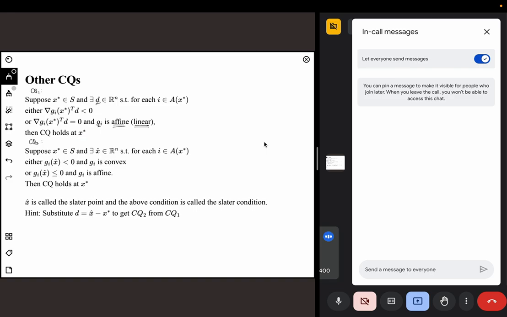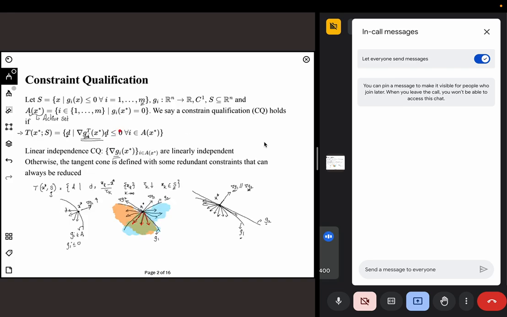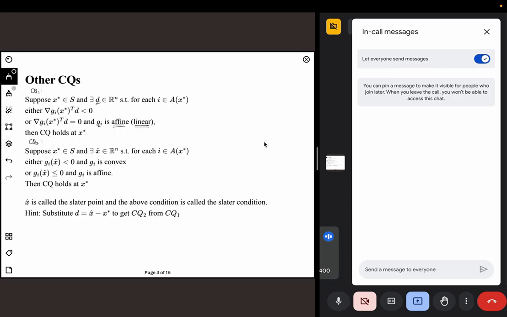So how do we explain this statement? It is in the same way as before. Previously we said that it has to be less than or equal to 0 and everything has to be linearly independent. Let's take another example. When I say G is affine, it means it's just a set of linear constraints. When you have a set of linear constraints, something like this, the normal for this will be something like this, the normal for this will be something like this. And when you extend them, this will be the tangent cone that will be formed.